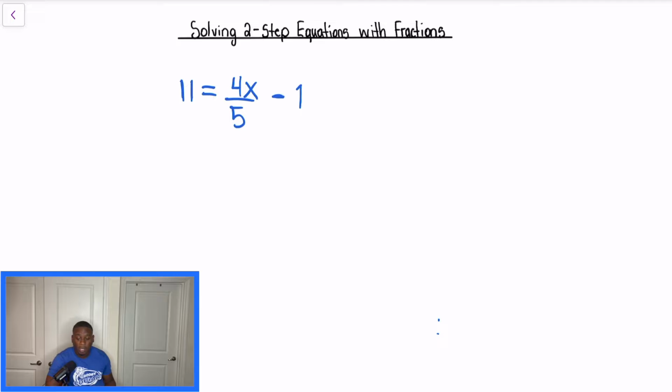In today's video, we're going to review solving two-step equations with fractions. Before we get started, guys, this video is going to help make that process easier, and I'm going to show you exactly how to solve two-step equations with fractions.